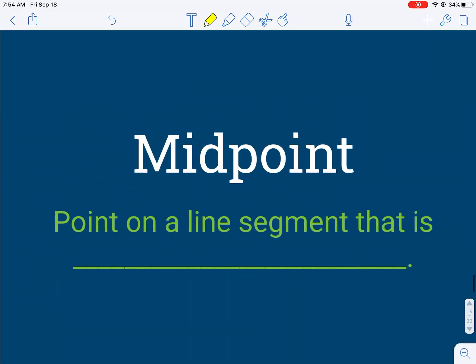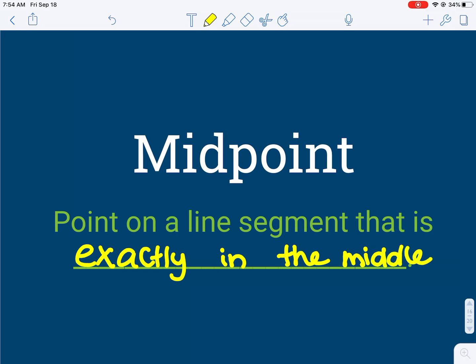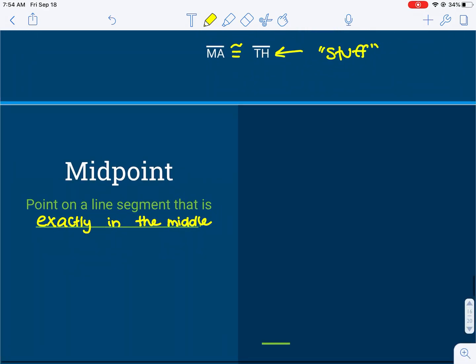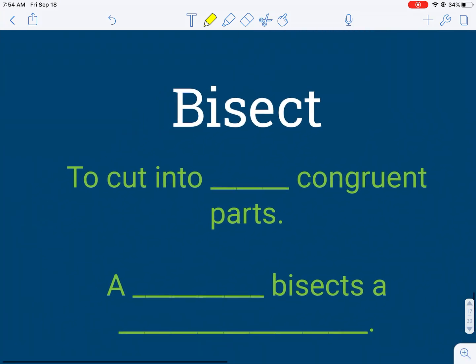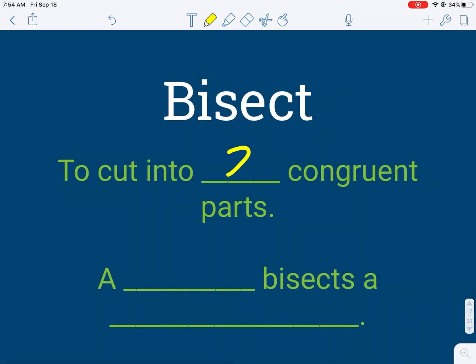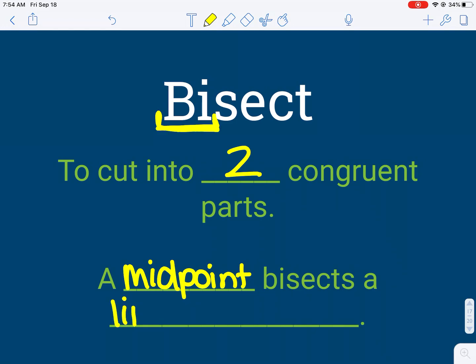All right, my midpoint is a point on a line segment that is exactly in the middle. And that means that it's going to bisect it into 2 congruent parts. So bisect means cut into 2 congruent parts. The word bicycle has 2 wheels. Bisect, 2 congruent parts. So that means a midpoint bisects a line segment.